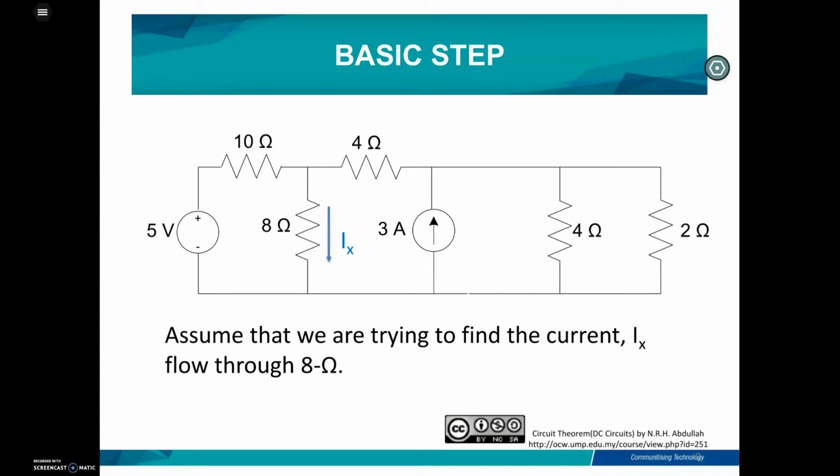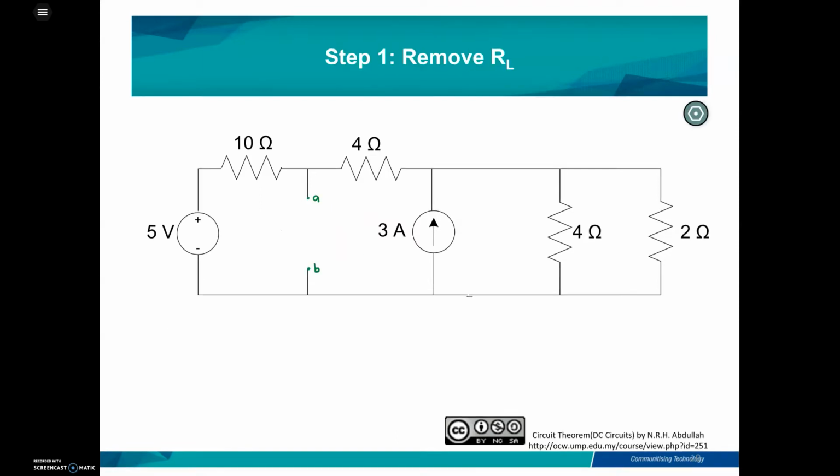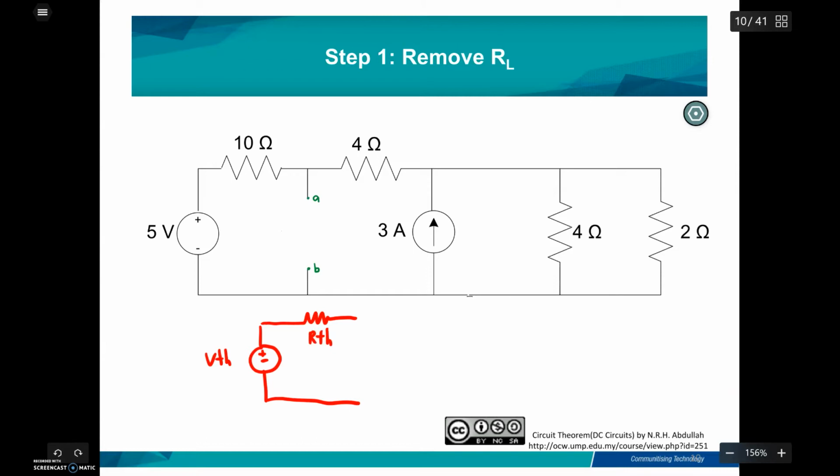Let's see the examples of the Thevenins. So this is the same circuit as we already did previously by using the nodal, superposition, and source transformation. Let's start with the first step, which is to remove RL. You have to keep in mind that you have to determine the values of V Thevenin and then the value of R Thevenin.